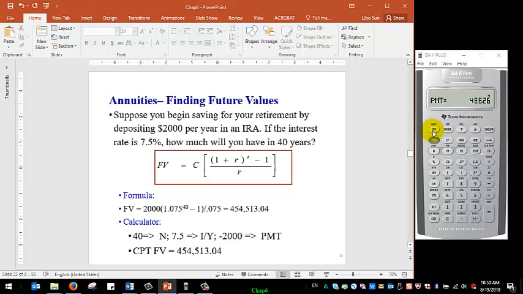Okay. So again, I'm going to clear all my numbers. So I save for 40 years. The rate is 7.5. Then every year I put negative 2,000 into the retirement fund, which is the repeating payment. Then I compute for how much money I have in the end, a future value question. So I have 54,513.